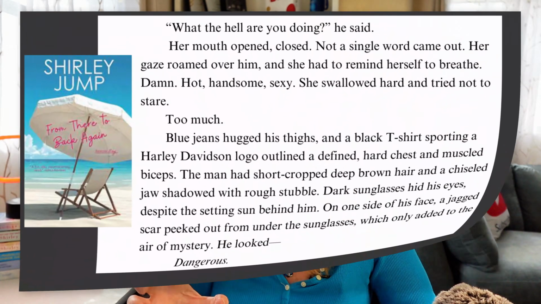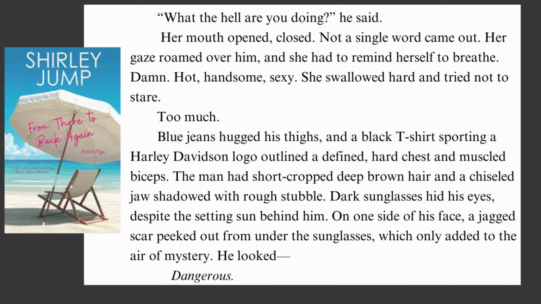Blue jeans hugged his thighs, and a black t-shirt sporting a Harley-Davidson logo outlined a defined hard chest and muscled biceps. The man had short-cropped, deep brown hair and a chiseled jaw shadowed with rough stubble. Dark sunglasses hid his eyes despite the setting sun behind him. On one side of his face, a jagged scar peeked out from under the sunglasses, which only added to the air of mystery. He looked dangerous.